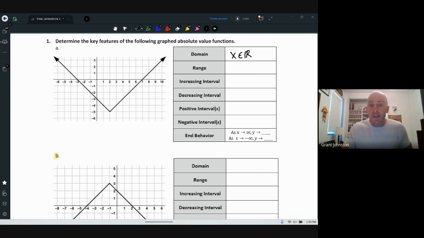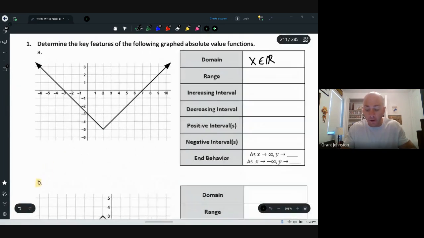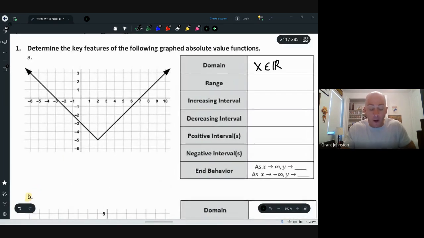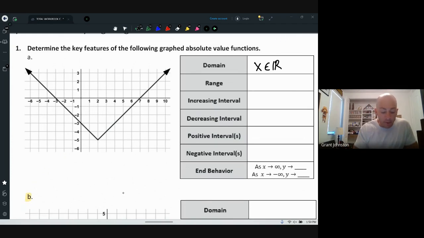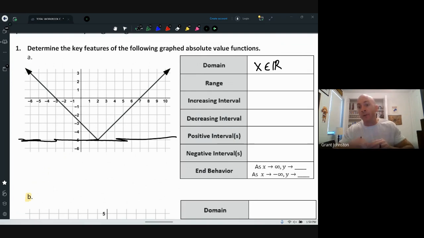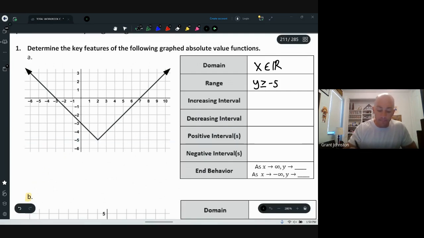Now the range is not all real numbers. Remember, range is referring to y. So this is never going to go below -5, right? The graph is only above -5. So the range is when y is greater than or equal to -5. So that would be the range.